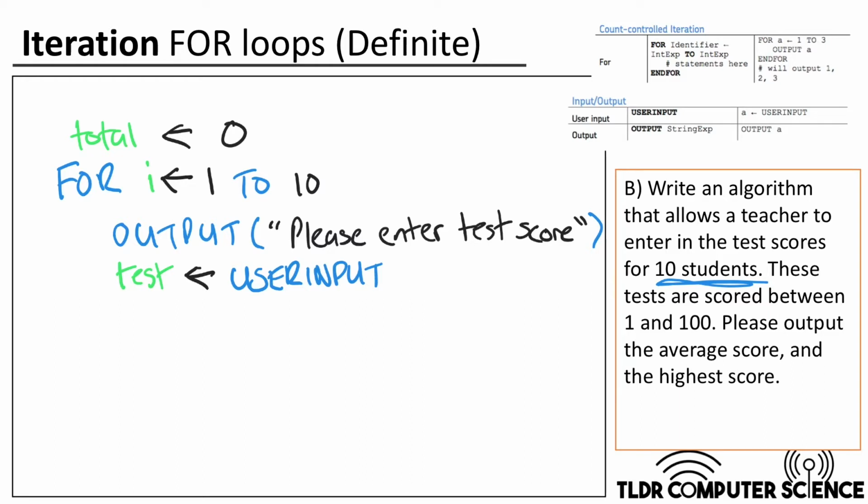What's going to happen is every time the test score is inputted, the total will have that added to it. So let's say the first test score is 50. The total is then updated with that score.